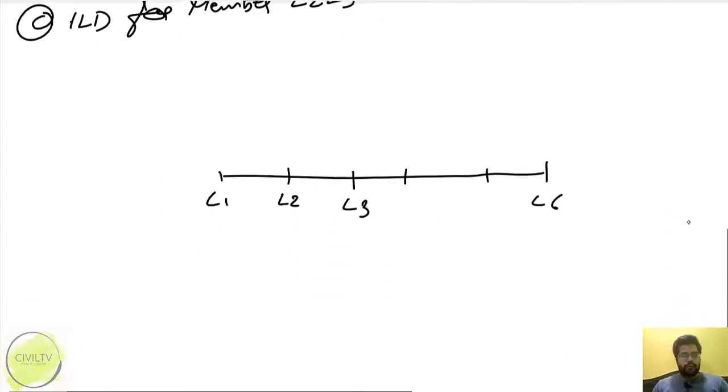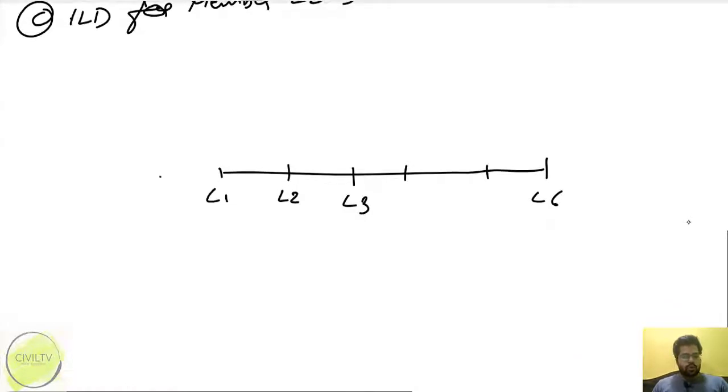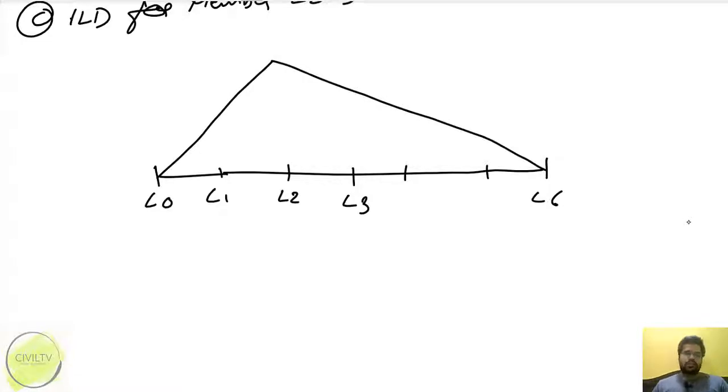I have to elevate the joint L2, okay. So it's like it starts from L0, so it will be something like this, yes, okay. So I just have to calculate this portion.